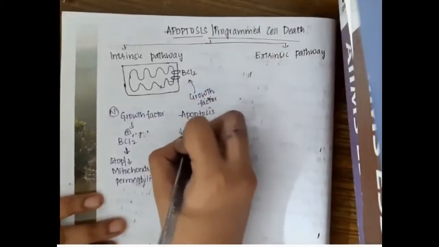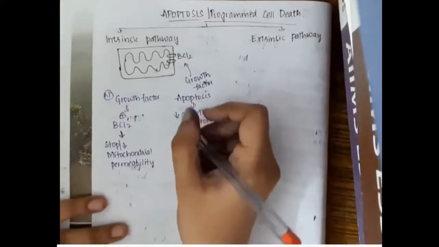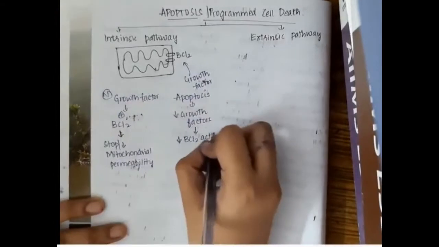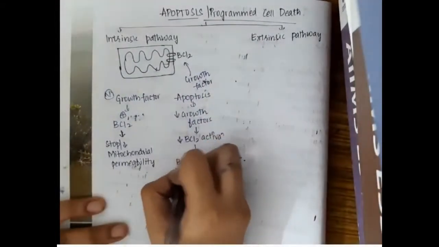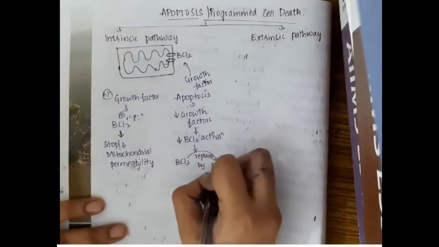Whenever there is apoptosis, growth factors decrease, which will decrease the BCL2 activation. So, this BCL2 is replaced by BAC or BAX. This BCL2 is an anti-apoptotic factor, and this BAC or BAX is a pro-apoptotic factor. Whenever there are decreased growth factors, there is a decrease in anti-apoptotic factor and an increase in pro-apoptotic factor. So, the anti-apoptotic factor BCL2 is replaced by the pro-apoptotic factors BAC and BAX.